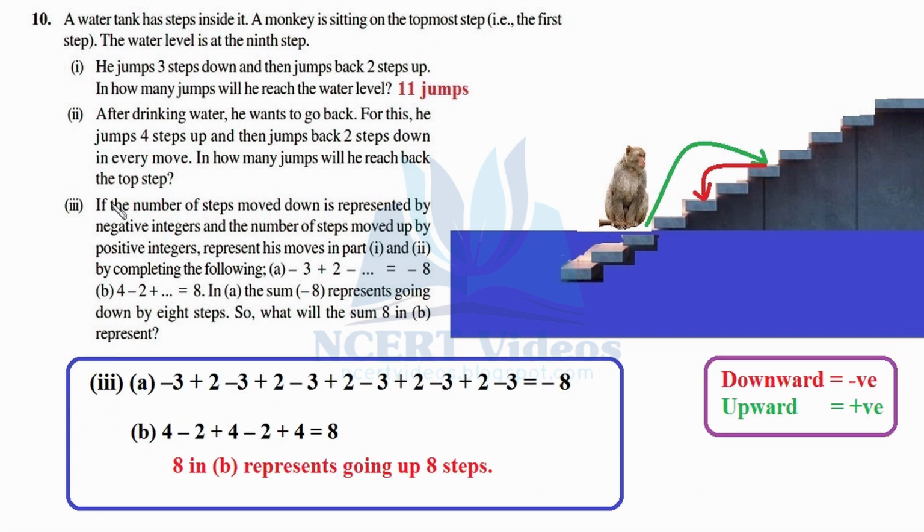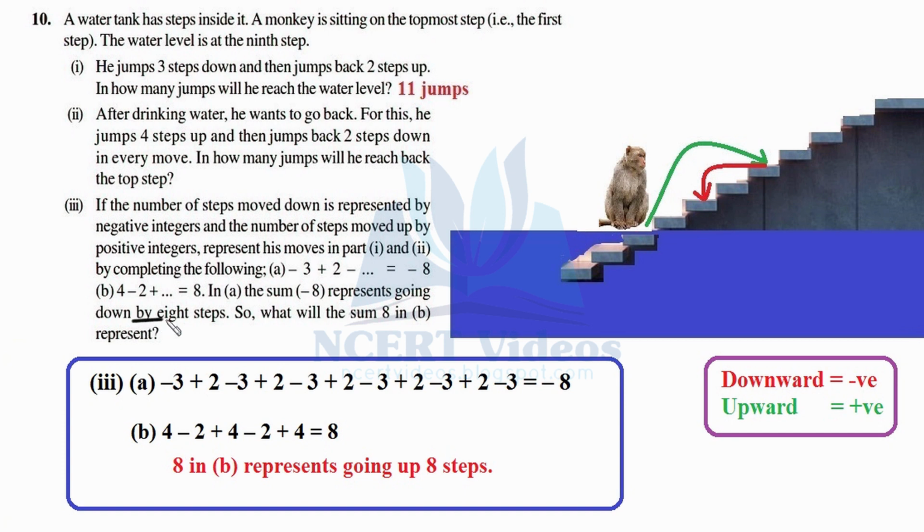Question third: if the number of steps moved down is represented by negative integers and the number of steps moved up by positive, represent his moves in part 1 and 2. Right? We have written downward negative, upward positive. So A and B are given. We knew from our previous solution that we have to write it 11 times because in the first part he took 11 jumps. Minus 3 plus 2, minus 3 plus 2, minus 3 plus 2, and you will find that it comes out to be minus 8. So this is the fast way of doing it and to remember it.